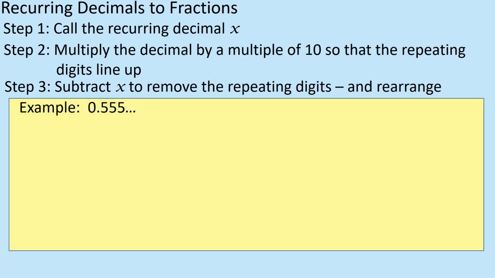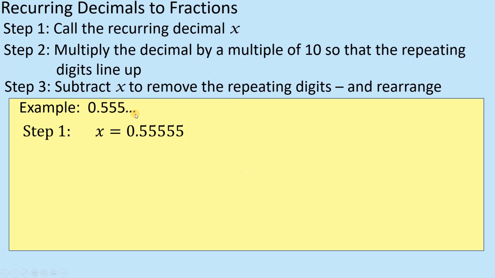All right, so for example, I've got 0.5 recurring. Now I know that that's actually 5 ninths, okay? But we're going to go through this process because it doesn't always work perfectly like what I've just suggested. It's really important you get that, because I know the examiners will just assume that you might just put 5 ninths and think you're going to get the marks. You're probably not. So what you need to do is you say, let x equal 0.5 recurring, and then we multiply by a multiple of 10 so the repeating digits line up.